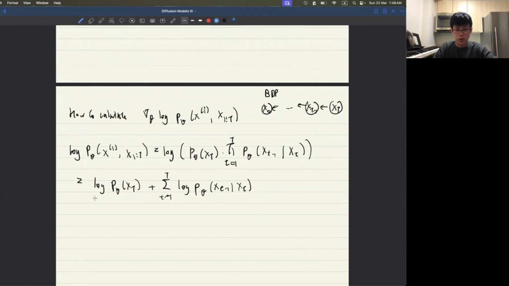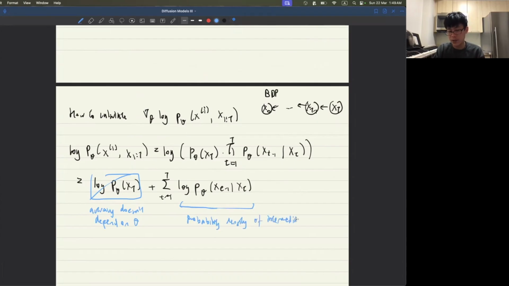So I just want to note over here that the first term actually doesn't depend on theta. Because the model is only used for each of these intermediate steps between two states, right? The model is only used when we want to get the previous state from our current state. But at xt, we are not using the model at all. So this first term actually doesn't depend on theta. We can safely ignore it because when we take the gradient later on, it will just vanish. These terms over here are really the probability density of intermediate state transitions.